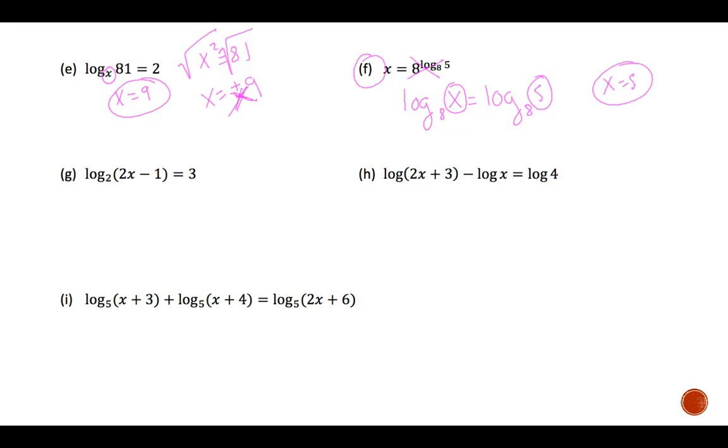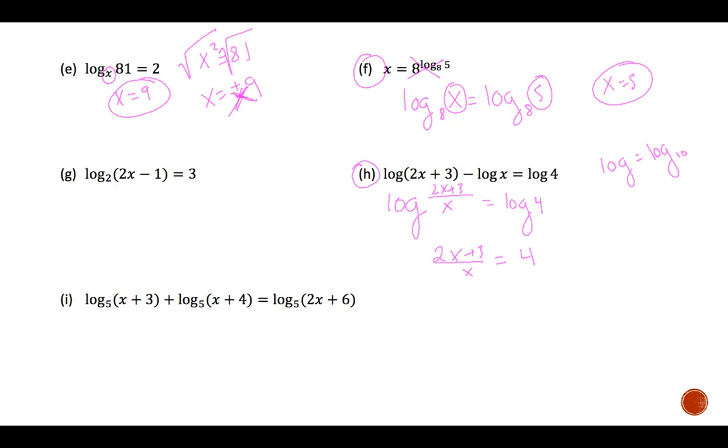Let's do H. When you subtract logs and they have the same base, wait a minute, what's the base? No, it's base 10. Log is log base 10, the common log. So when you're subtracting, you're actually dividing the arguments. So (2x plus 3) divided by x equals log of 4. I'm able to ignore the log because it's the same, so their arguments have to be equal. Then I can go ahead and solve this.